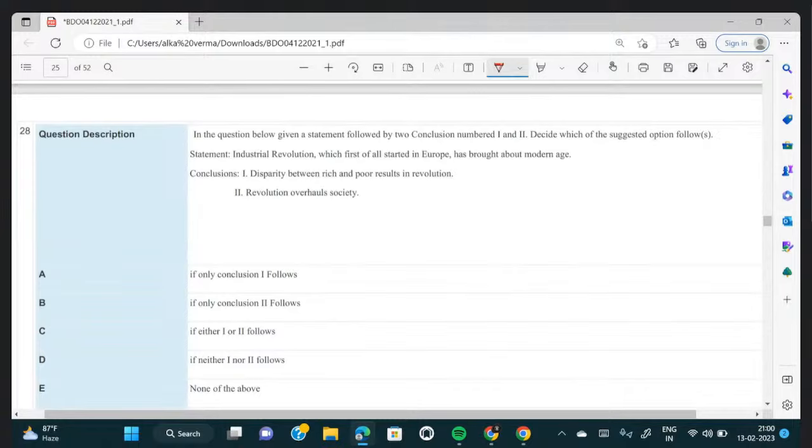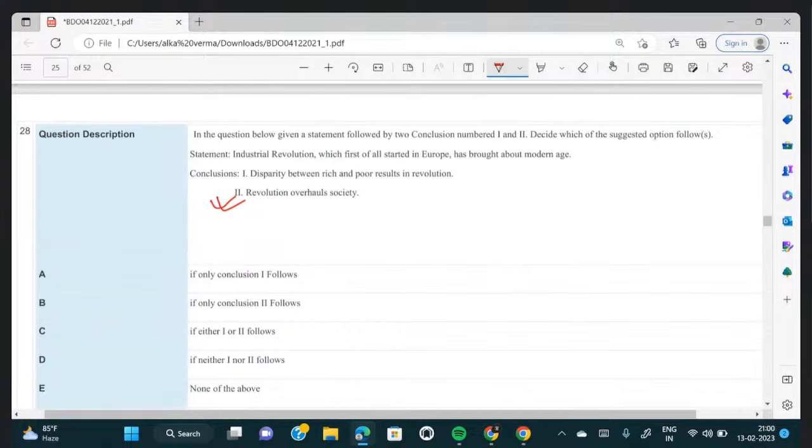So, first, disparity between rich and poor result in revolution. Do you think this is the correct answer? And second conclusion, revolution overall society. This one is obviously, if there is a revolution, that means what? It is a change in society.